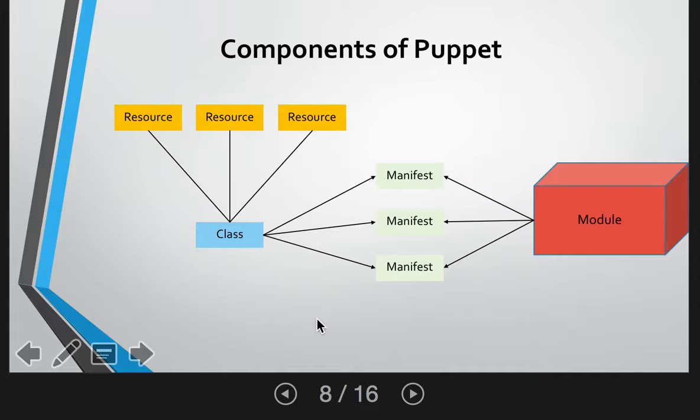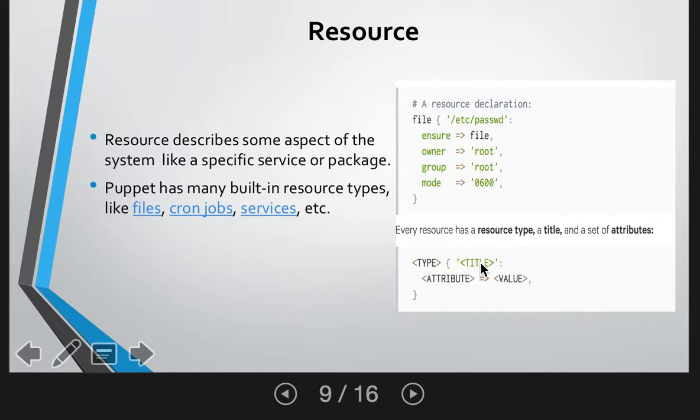These are the components of Puppet. Resources combine to form classes. Classes can be used in any number of manifest files. Manifest files can be bundled up to form a module. So what is a resource? A resource is anything from a file, cron job, service, or package, anything that describes some aspect of the system, like a specific service or a package.